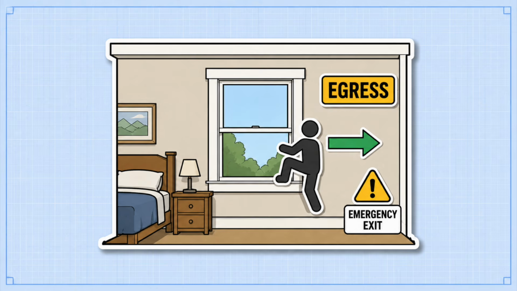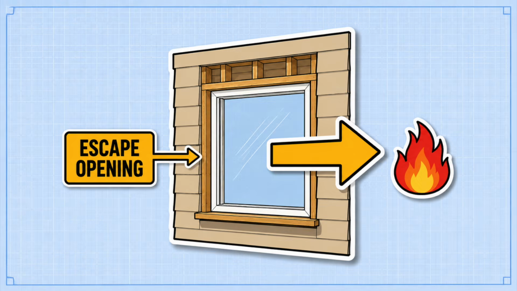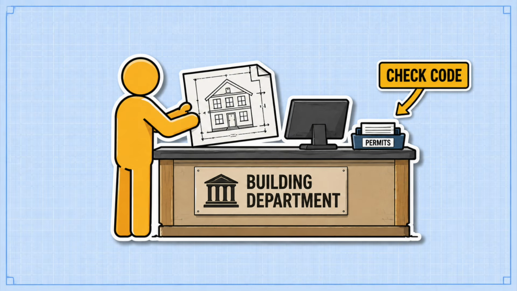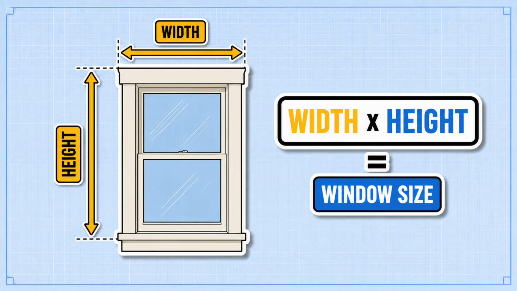For bedrooms, basement rooms, and sleeping areas, do not ignore egress requirements. An egress window is not just a window. It is an emergency escape opening. Codes vary by location, but the common rule is clear opening area. Width, height, and sill height all matter, so before ordering for a bedroom or basement, check your local code or ask the building department. Now let us decode sizes.